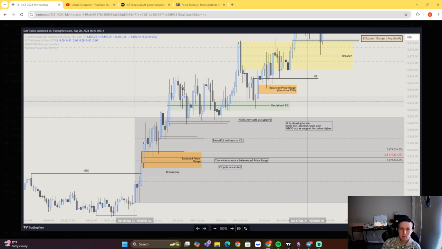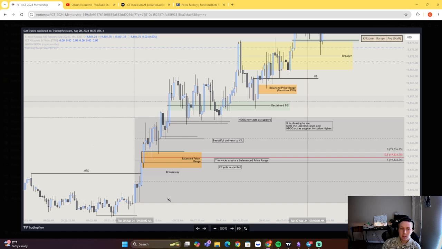And what are we doing? We're consolidating around this fair value gap right here, around the new day opening gap. Once we trade above that, we come back down, and what do we reclaim? We reclaim that BISI, this new day opening gap, which is the current new day opening gap, will act as support now.